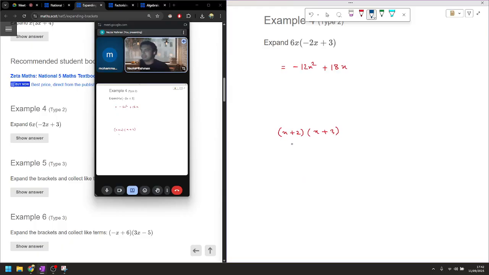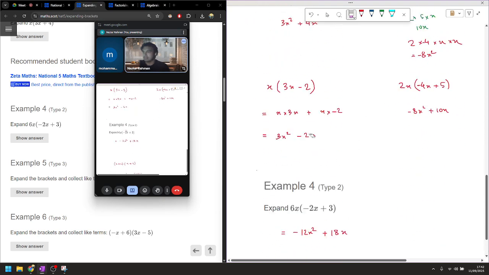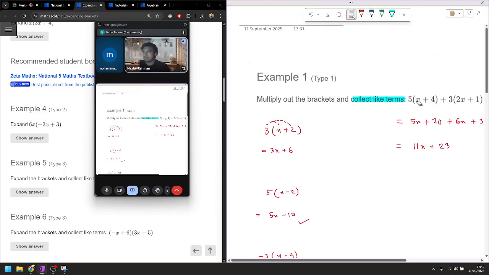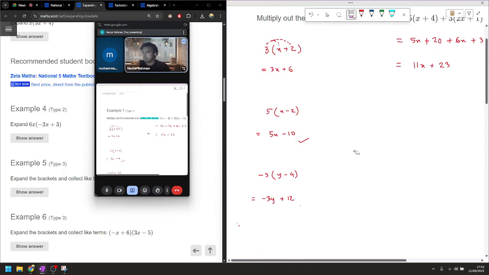So one way of thinking about this is you can say, I've got this entire bracket multiplied with the x, and I've got the entire bracket multiplied with the 3. So the next line will be this entire x plus 2 times the x, and then this entire x plus 2 times the positive 3. And now it's become a question like these ones here. So I've got number times a bracket plus algebra times a bracket in this case.